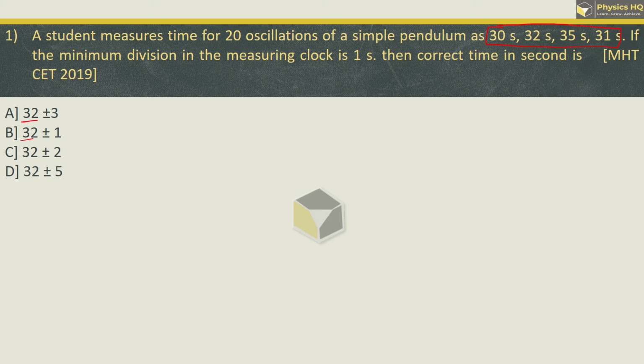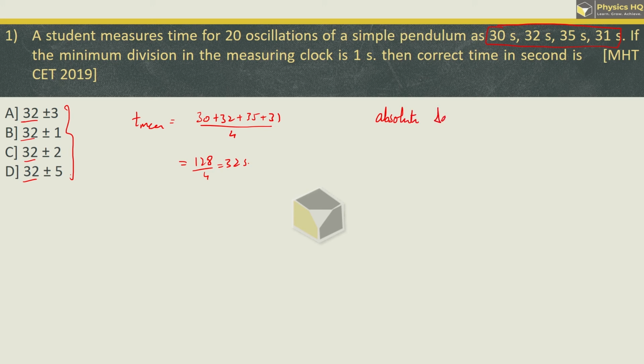आप option देखोगे तो सब 32 आ जाएगा वैसे भी. Still let us find out. So the mean time is 30 plus 32 plus 35 plus 31 divided by 4. This is 128 by 4 which comes out to be 32 second. Now ये error वाला part हमें find करना है. उसके लिए what we'll do is we'll find out the absolute error in each case.